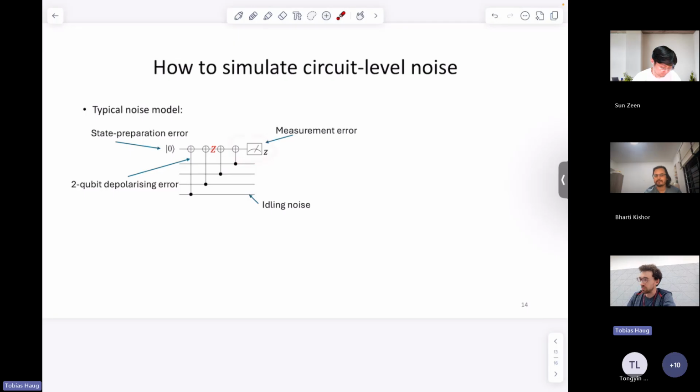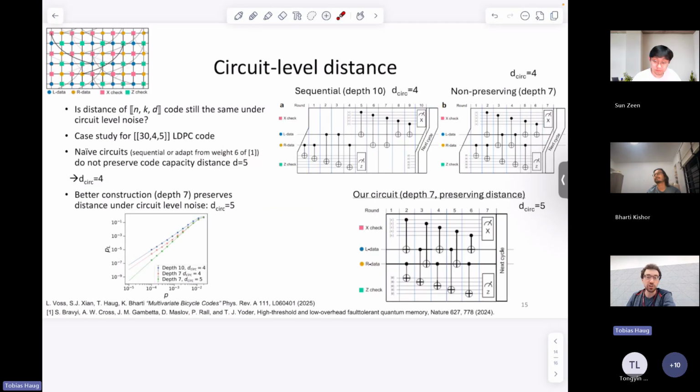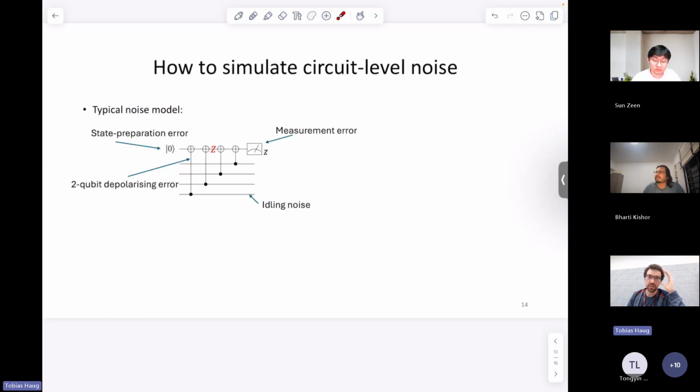But you can simulate this. It's all efficient, assuming the usual class of noise that we expect. That's the wrong slide. There's an efficient way to simulate these noise models, and we will do this in a minute.